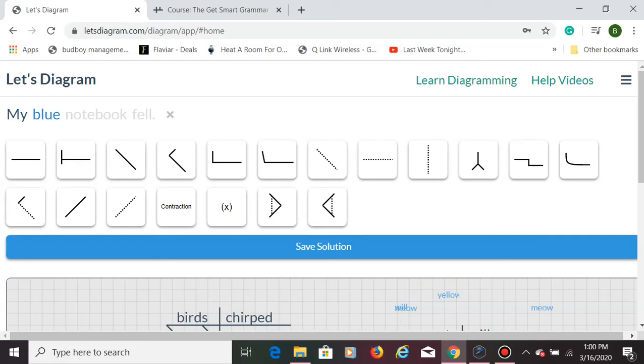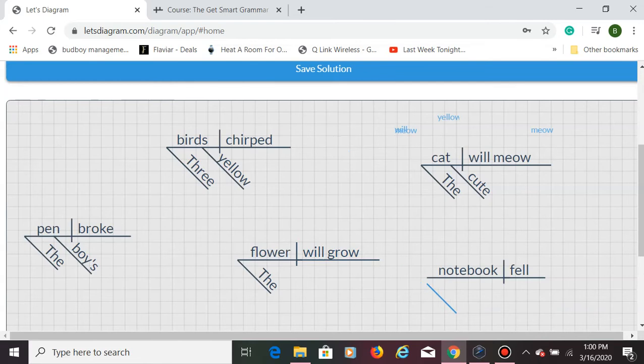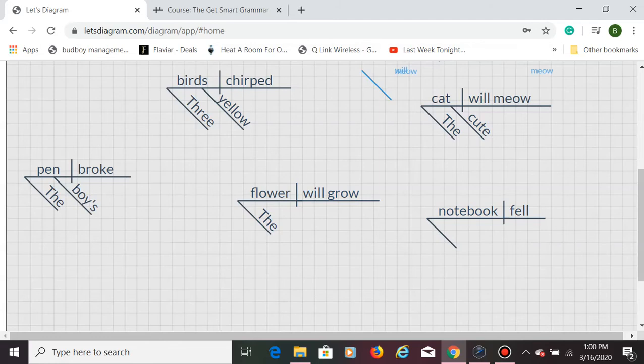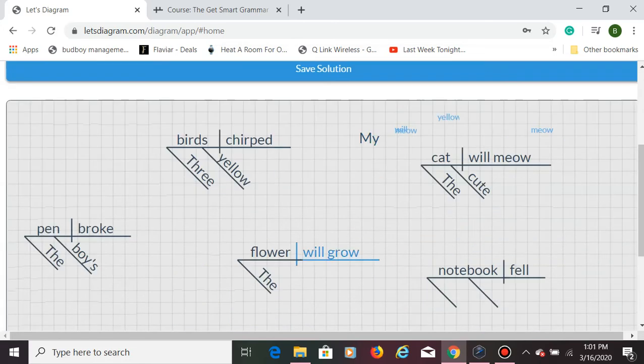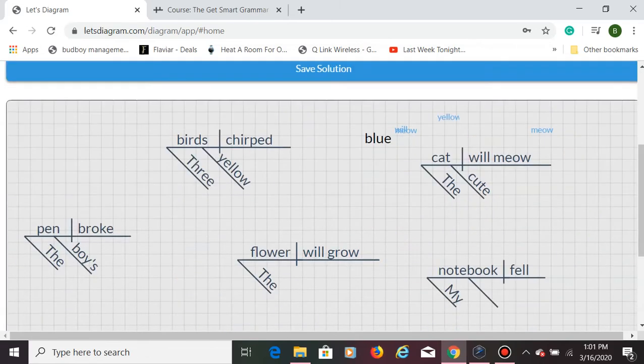And then we have two adjectives, so let's add two adjective lines. Adjective 1, adjective number 2. Okay, so one of the adjectives is my. My notebook. Whose notebook? My notebook answers the question who. And blue. Blue answers the question which one. Which notebook? The blue notebook.